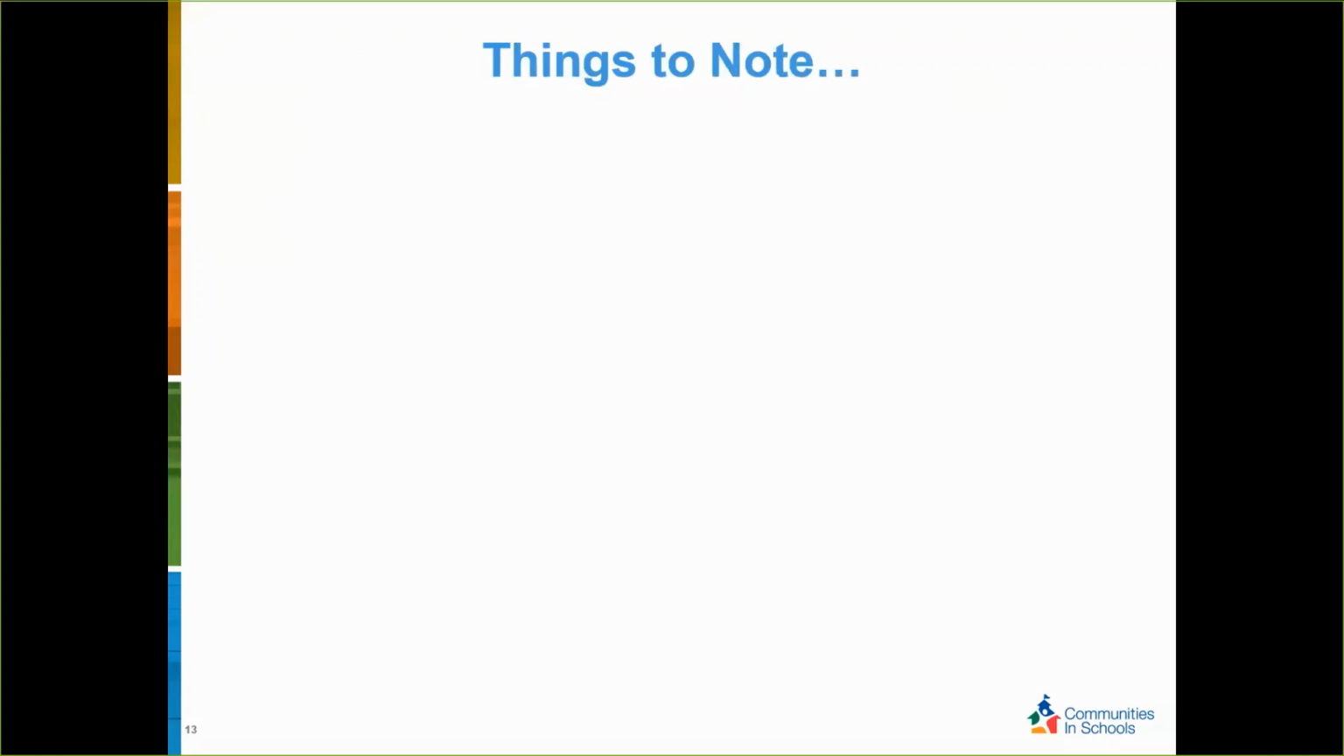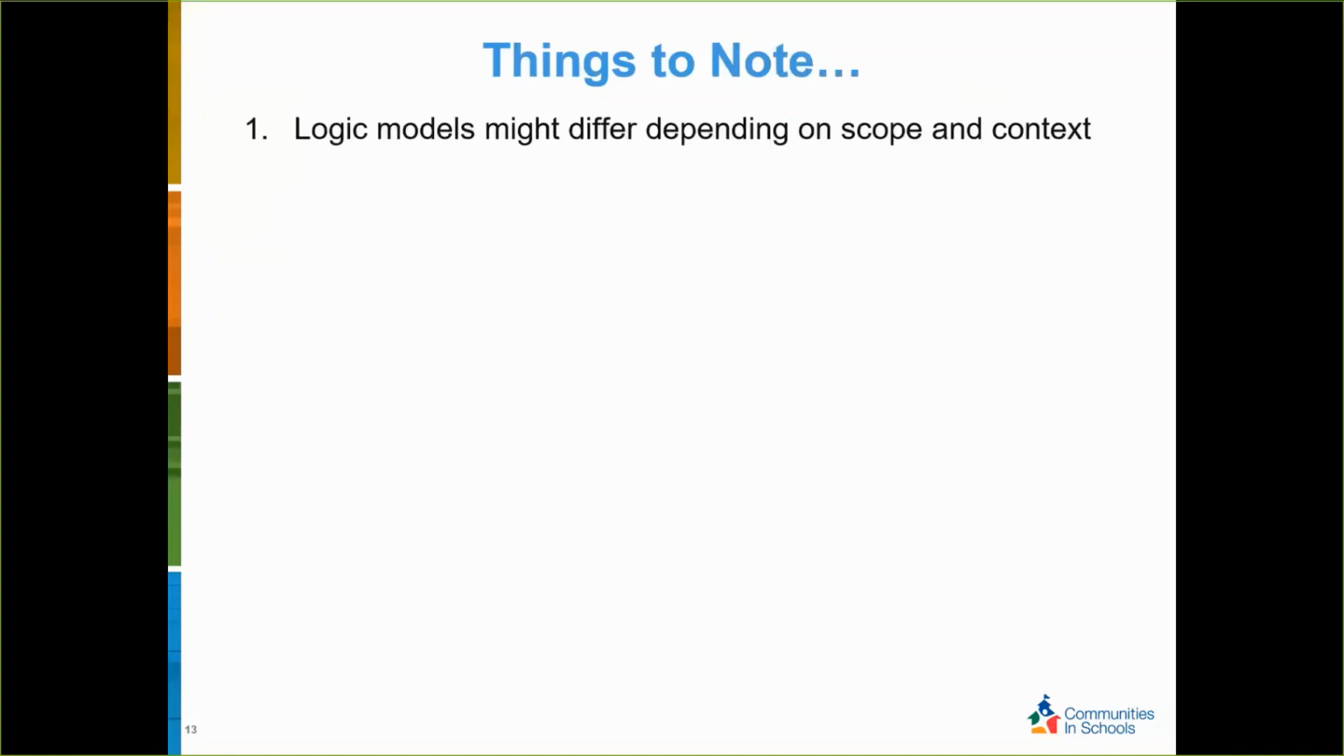Similarly, there are a few things to note when you're creating a logic model. Logic models might differ depending on the scope or context. You'll find very simple logic models when the program is very specific or has a limited scope, but you also might find significantly comprehensive logic models.